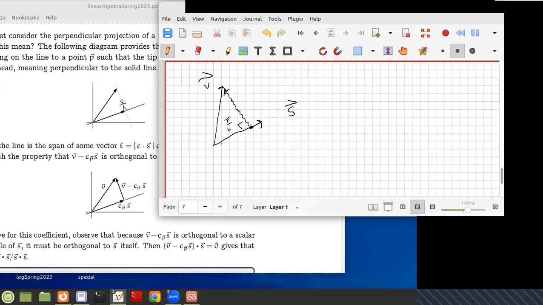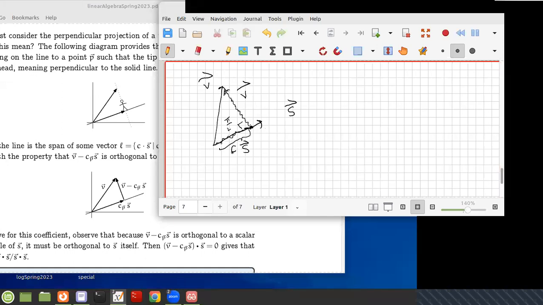To do that, we need to find what this length here is. This is going to be along s. It's going to be some number c times s. In this picture, it would have to be smaller, it would have to shorten s, because we're looking for the piece that just goes up here. Now, what is this vector here? Well, it's going from here to here.